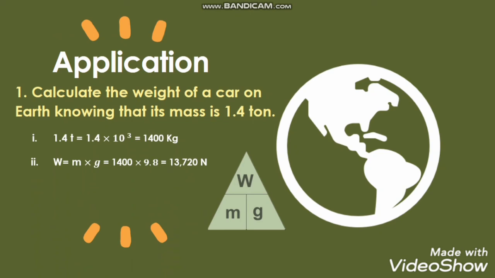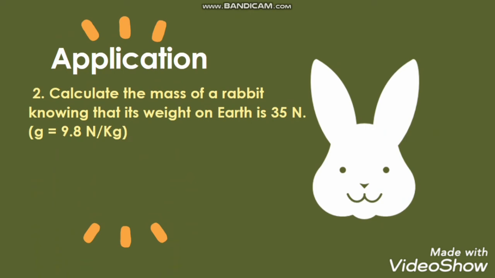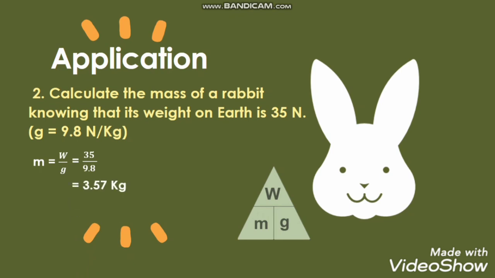Let's start another application. Calculate the mass of a rabbit knowing that its weight on Earth is 35 Newton. Remember, gravity on Earth is 9.8 Newton per kilogram. In our magic triangle, cover mass and the answer is mass equals weight over gravity. Substitute numbers: 35 over 9.8, and the answer is 3.57 kilogram.